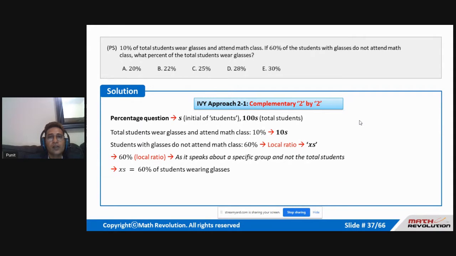Now pay attention to this. 60% of the students with glasses do not attend math class. It's not out of 100. This 60% of the students who wear glasses, they do not attend math class. So they are from the glasses group. So it's a part of the whole. This is the catch in this particular question. The 60% are not from 100. So if I take the local ratio as XS, where S is the initial of students, we can say that the local ratio was X, and those X are 60%.